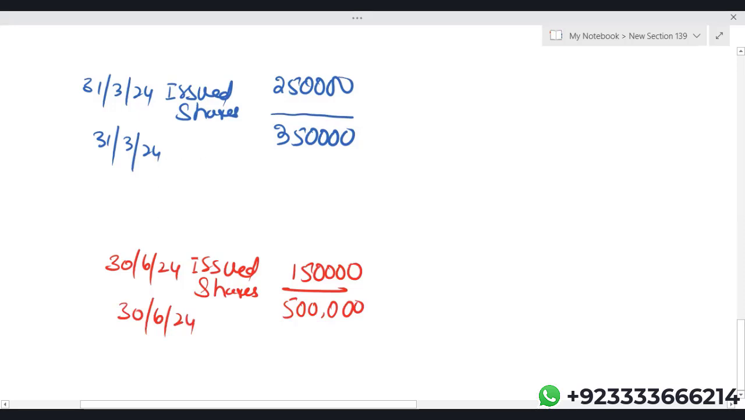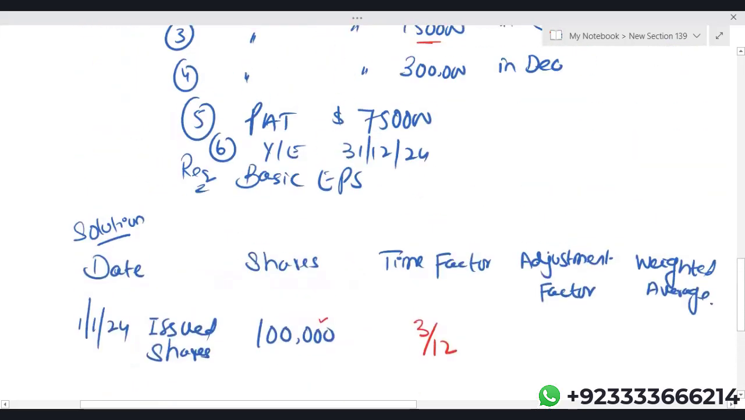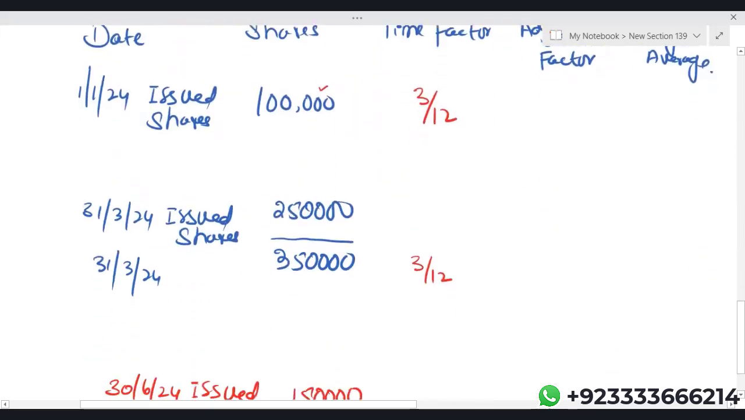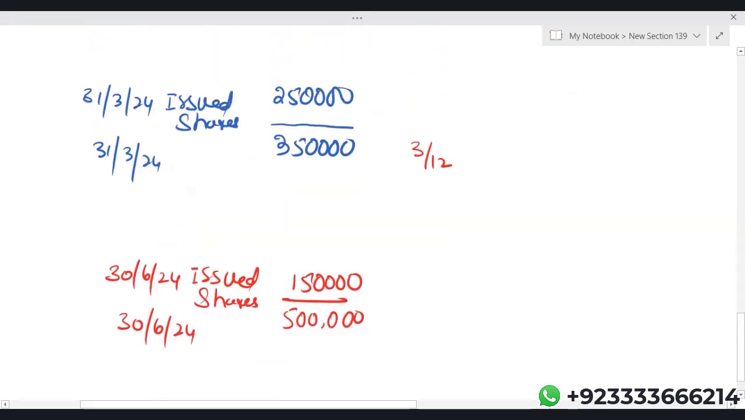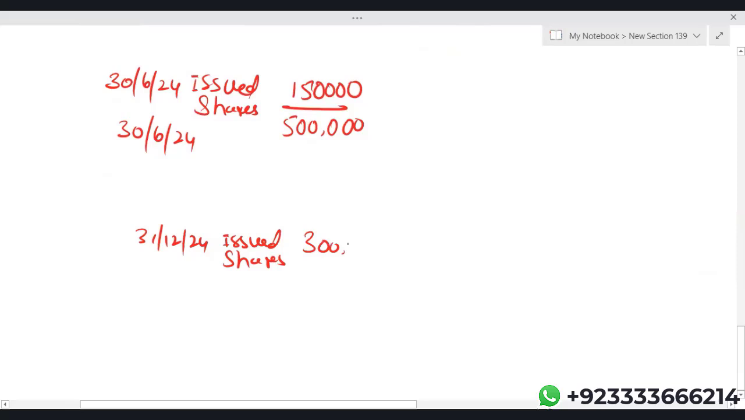Now from 31st March till 30th June, the time factor is 3 months. In December, 300,000 shares issued. In December means end of December 24. Issued shares, we have 300,000. Before 300,000, the total shares are 5 lakh. It means total shares on December 24 is 800,000.